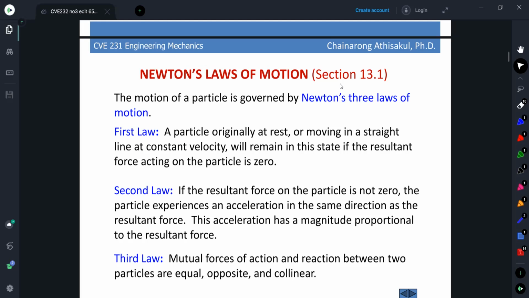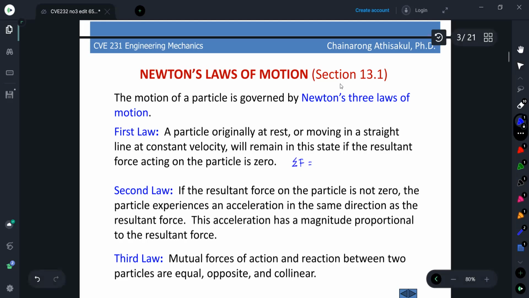The motion of particles is governed by Newton's three laws of motion. For the first law, a particle originally at rest or moving in a straight line at constant velocity will remain in this state if the resultant force acting on the particle is zero. Mathematically, we write this equation as summation F is equal to zero.